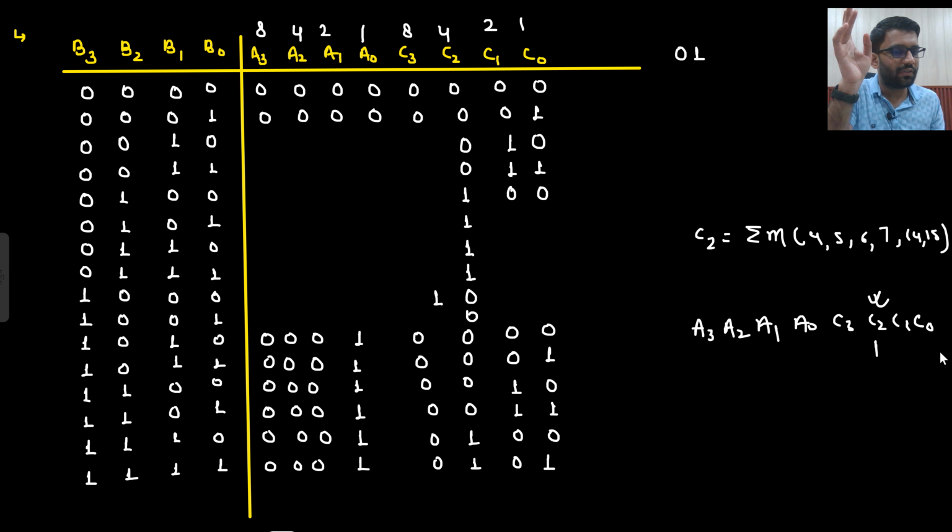If 8 is there, this bit will be 0. 9 is there, this bit will be 0. 10 is there, this bit will again be 0. 11 is there, again 0. 12 is there, again 0. Then 13 is there, again 0. Then 14, 15, it would be there.